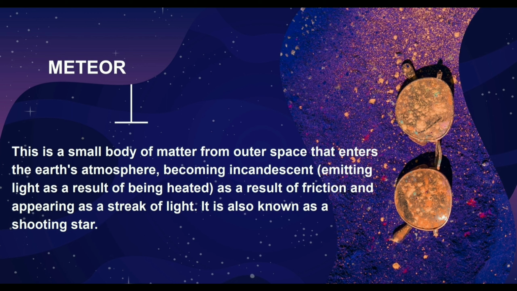So when it enters the Earth's atmosphere, it is now a different name. It's classified as something different. So let's just talk about what a meteor is. So our second M, which is a meteor. This is a small body of matter from outer space that enters the Earth's atmosphere, becoming incandescent. And this simply means emitting light as a result of being heated, and it's being heated as a result of friction. Because of this, it will appear as a streak of light, and we always call this a shooting star.